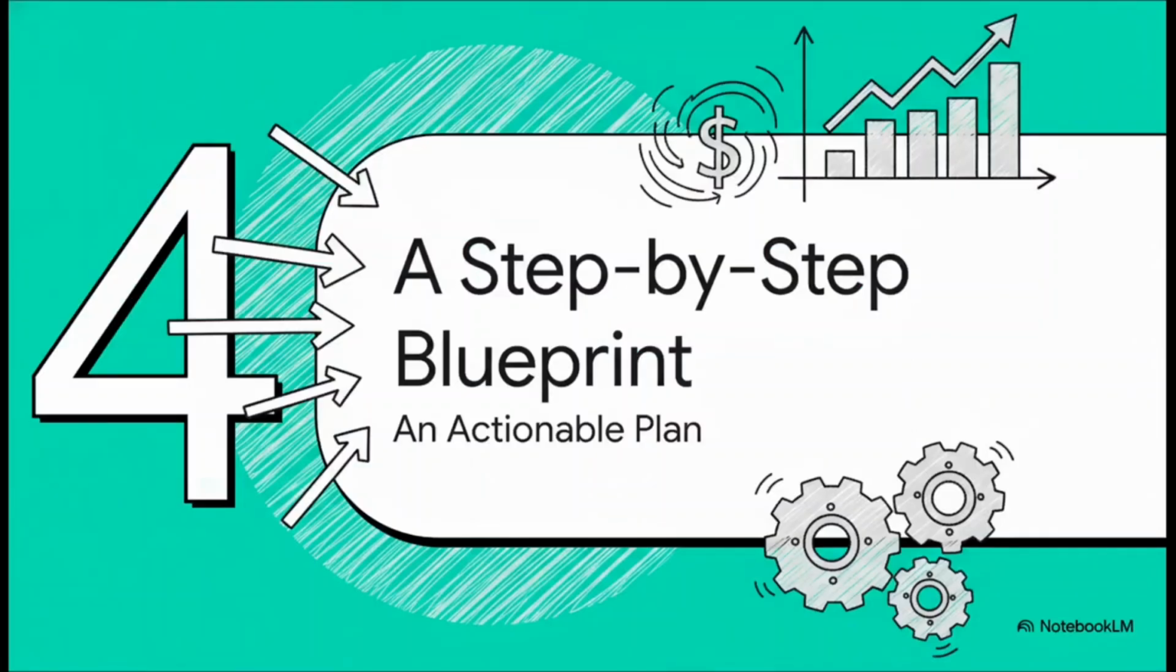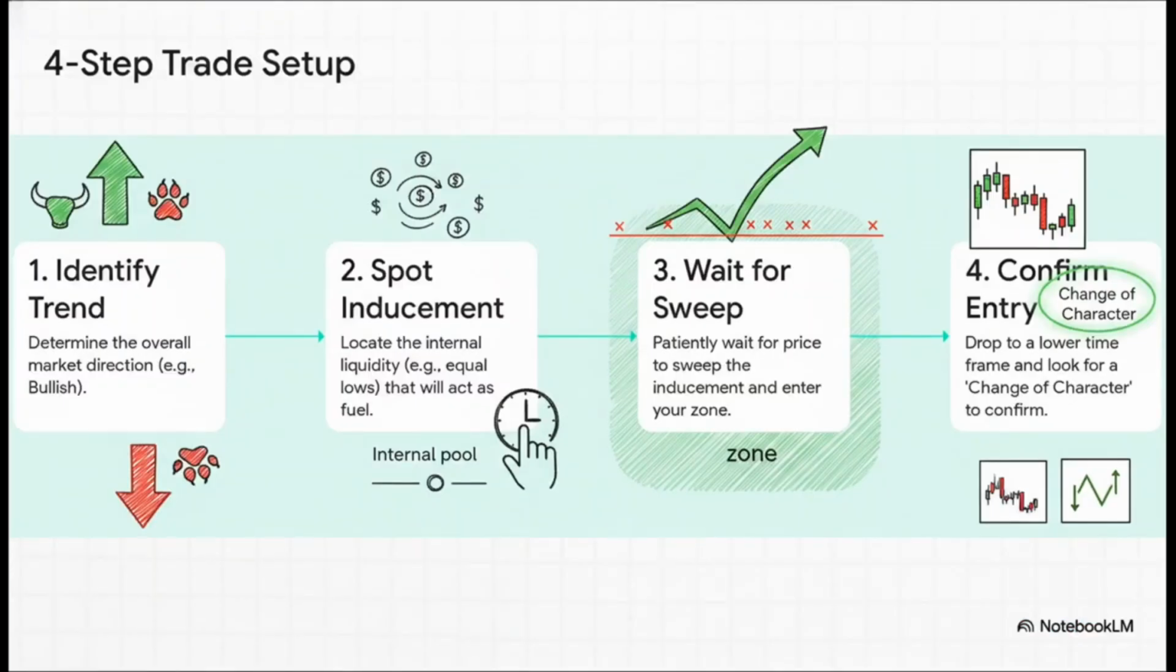This all sounds great, but how do we actually trade it? Let's get practical and break it all down with a super clear, actionable plan. A step-by-step blueprint. Okay, here it is, the four-step process. First, you've got to identify the overall trend. Simple enough. Second, spot that inducement, the trap that's going to act as fuel. Third, and this is probably the most important part, you have to be patient. You wait for the price to actually sweep that liquidity and tap into your high probability zone.